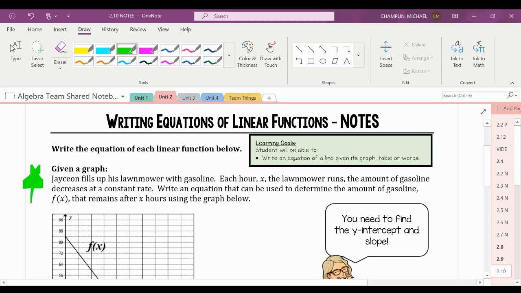All right, this is where I'm at. Jason fills up his lawnmower with gasoline. Each hour represented by x, the lawnmower runs. The amount of gasoline decreases at a constant rate. Folks, that's a huge clue. It's going to be slope. Write an equation that can be used to determine the amount of gasoline, represented by f of x, the amount of gasoline that remains after x hours using the graph below.